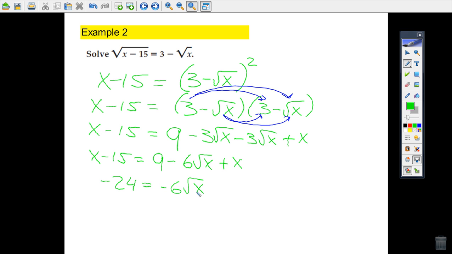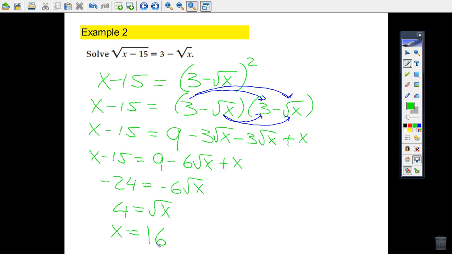Divide by -6. So what is 24 divided by -6? So now 4 equals radical x. What do I need to do to both sides? Get rid of the radical, you need to square both sides. What do I get? 16? I'm not taking the square root of it, I'm just squaring both sides, so 4 squared is positive 16, right?